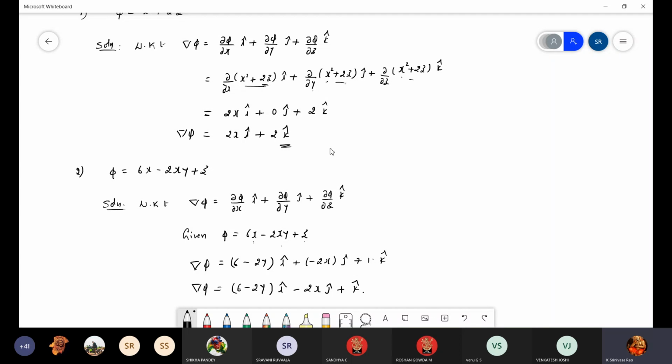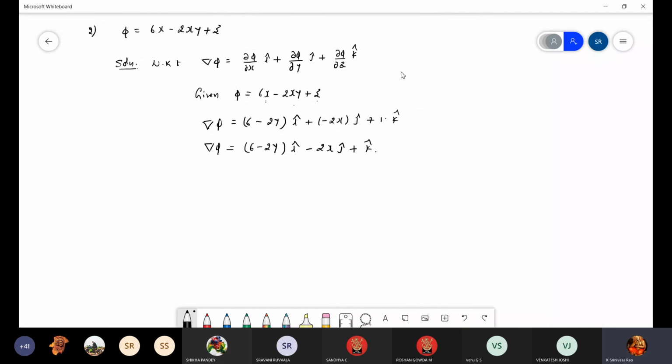If it is simple, you can substitute like this for each term of dou by dou x, dou by dou y, dou by dou z and differentiate. Otherwise, write down what phi is and then differentiate. So whichever is easy, you can follow. But for some problems, they will give two surfaces, meaning two phi. In that case, this is actually better: substitute here and differentiate. So depending on the problem, you can change.